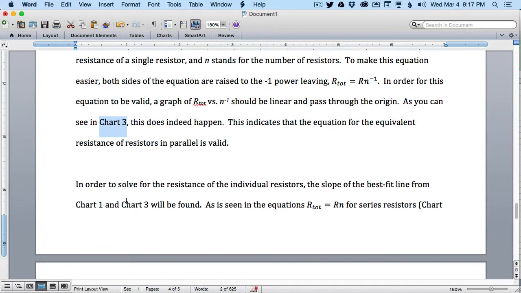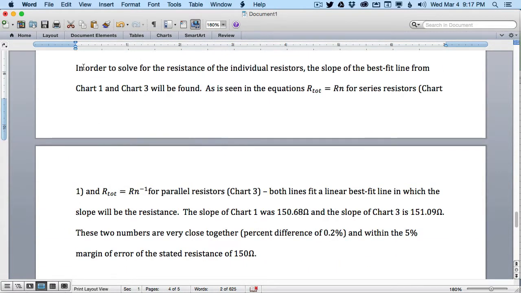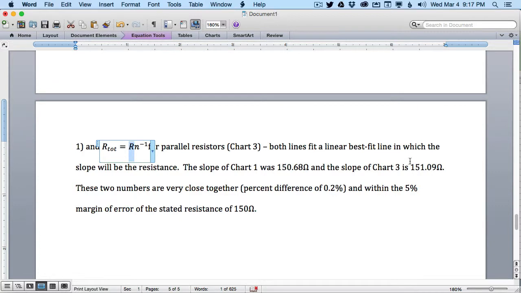Now, in talking about the individual resistance, I wanted to talk about how I find the resistance from the graphs. I showed the equation. I explained that the R value is the slope of the graphs, chart 1, chart 3. I gave both values that I found, and I indicated that they were very close together, and found percent difference. I also said they're within the actual value. 150 was the actual value of the resistors.